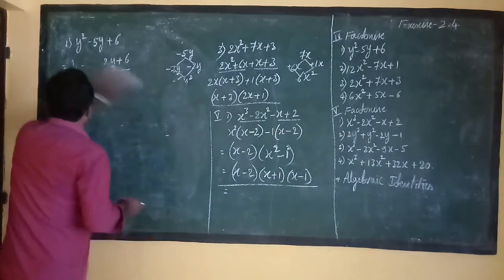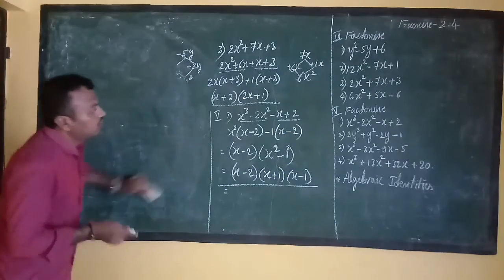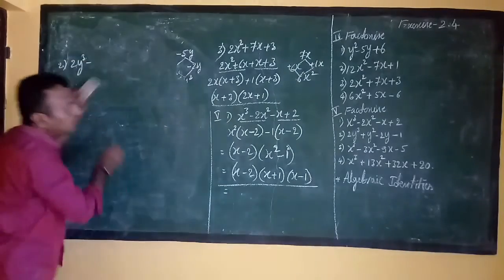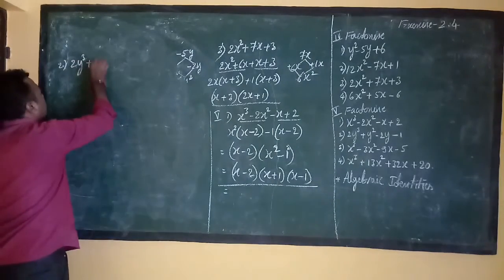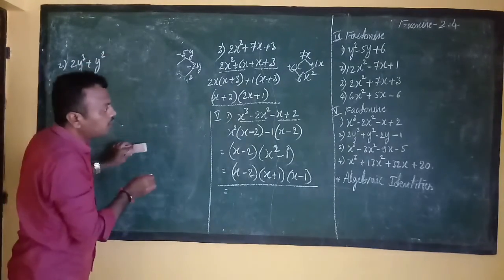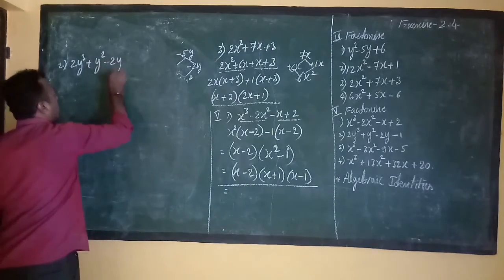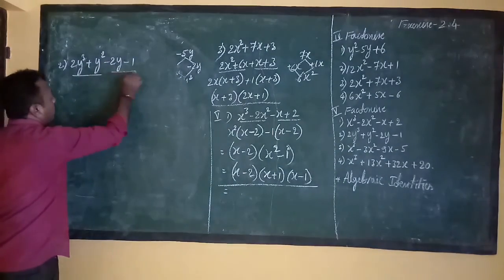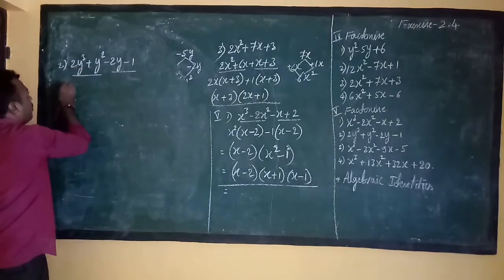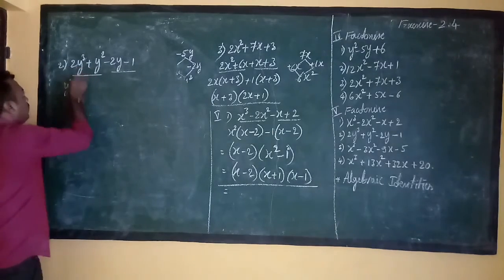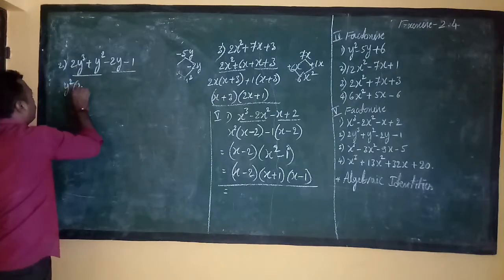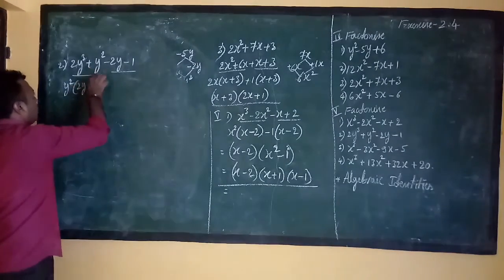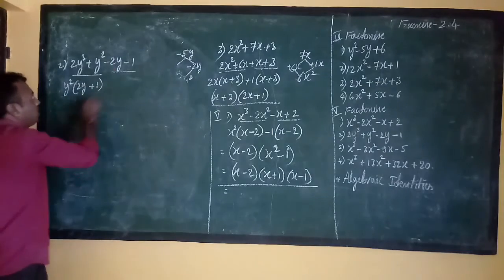What is the question? 2y cube plus y square minus 2y minus 1. Yes, let us check it. This is one group and this is another group. The common factor is y square and the remaining is 2y plus 1 in the first group, y square is the common factor, remaining is y plus 1. Y square already taken out, remaining is 1.